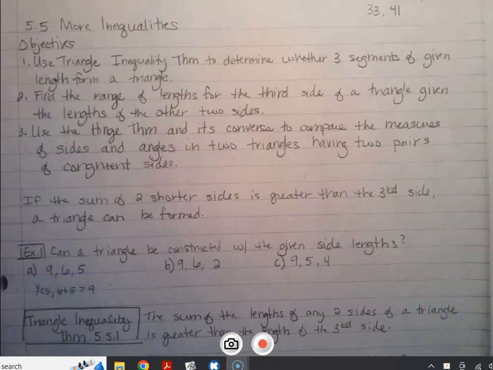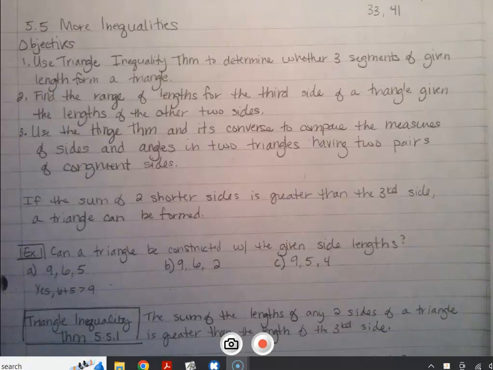And then on 3, we're going to use the hinge theorem and its converse to compare the measures of sides and angles in 2 triangles having 2 pairs of congruent sides. So sounds like a lot of craziness. It kind of is, but they're actually pretty fun relationships that we're going to talk about.